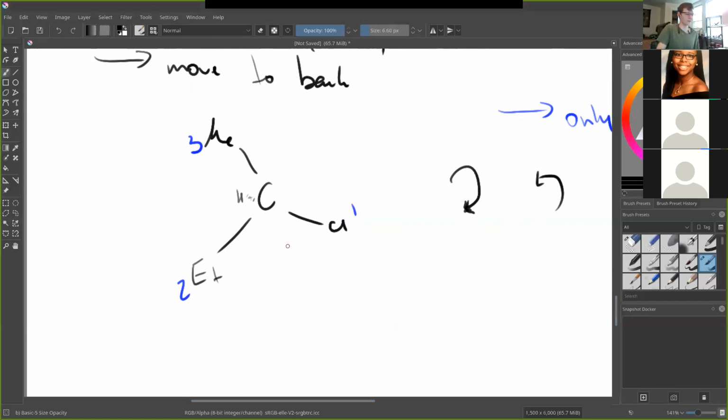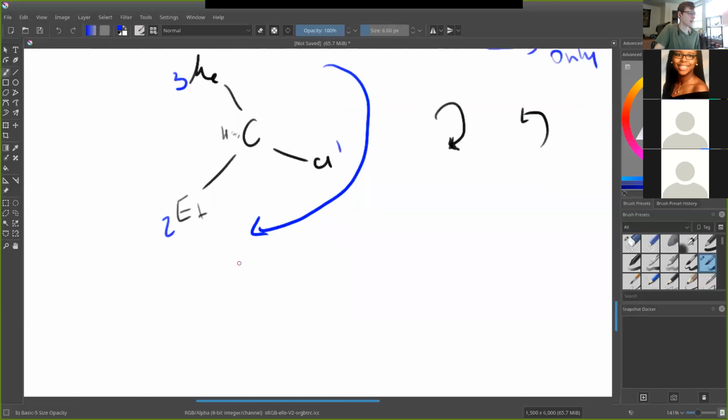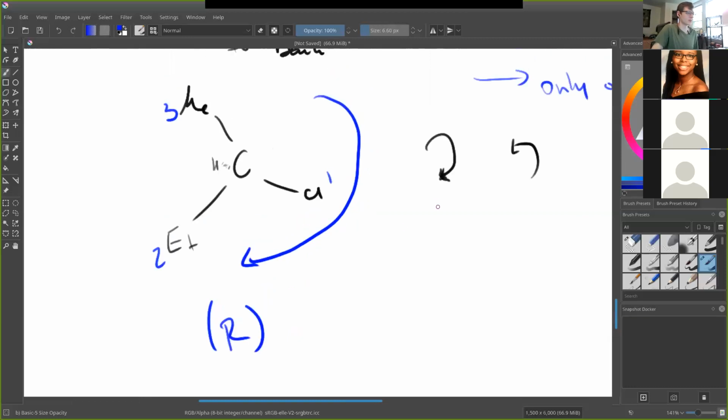So here's what we look at. If the numbers go clockwise like this, that's what we call R. Okay. R, I don't know what it stands for. If they go clockwise, this here is R in between parentheses. That's just how they write it. And then if they go counterclockwise this way, then it's S.